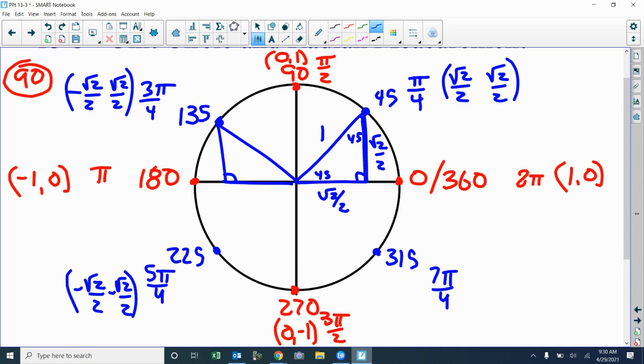Which one's going to be negative down here? No, the x is going to be positive down here, the y. So the x is positive square root, and the y is negative. You see why I was going over the hypotenuse of 1 with those two special rights.